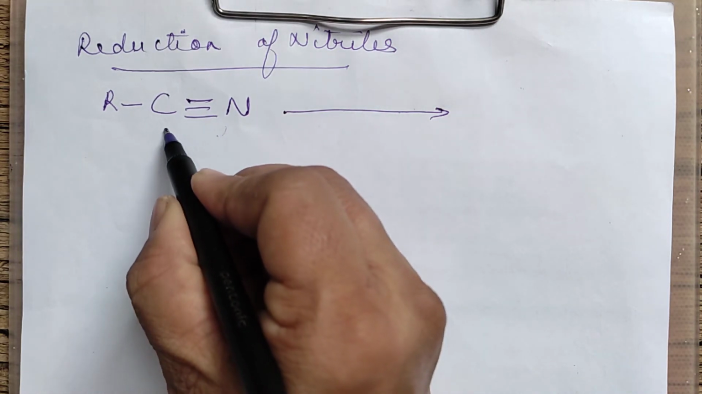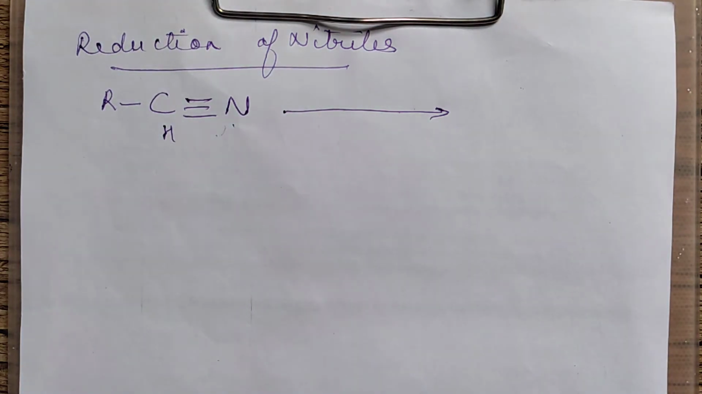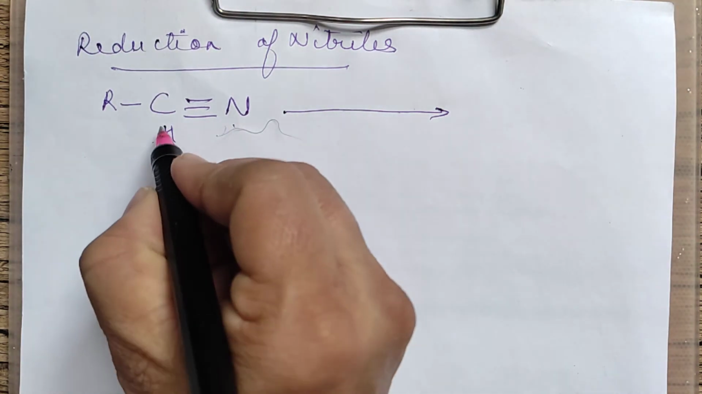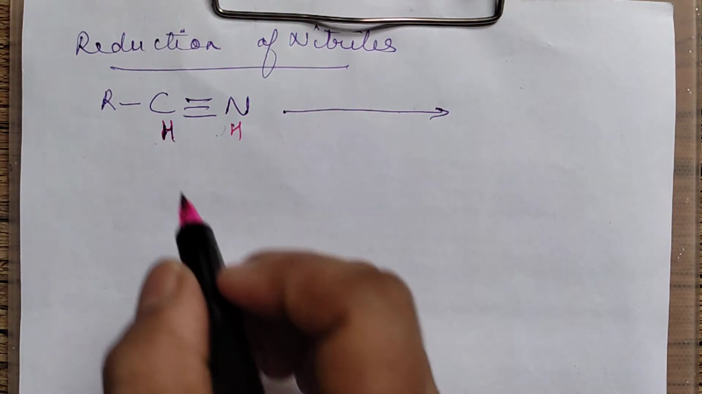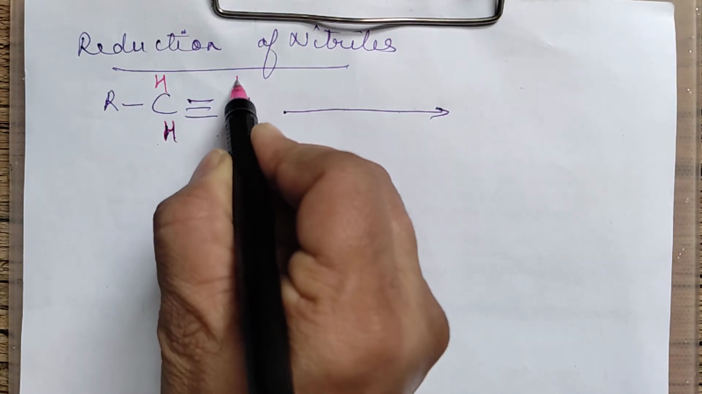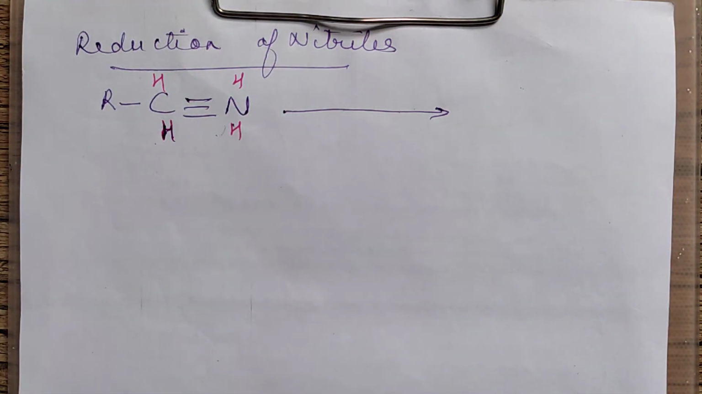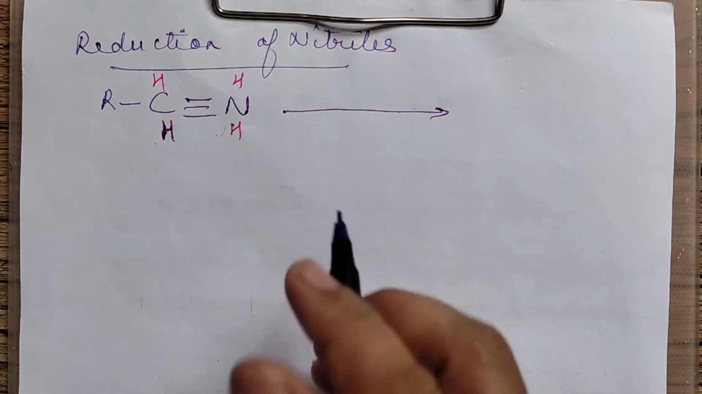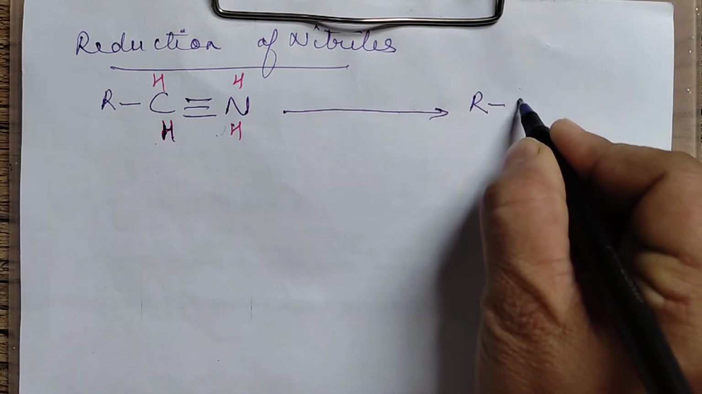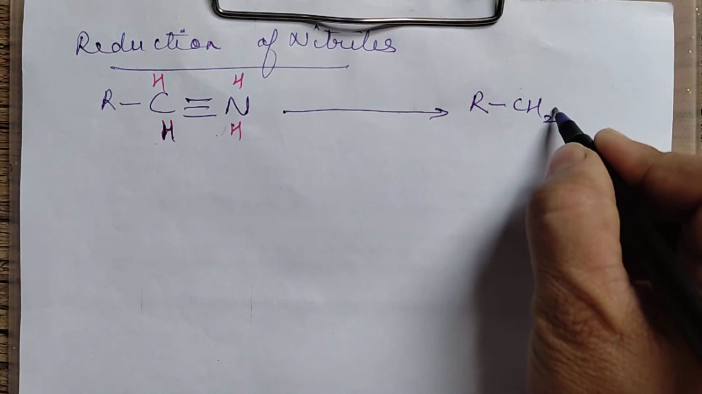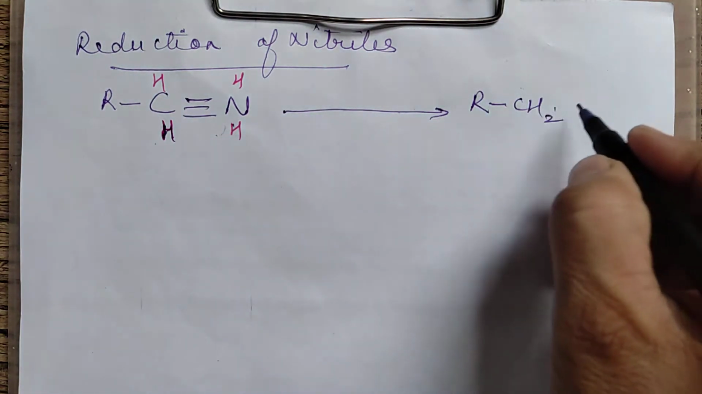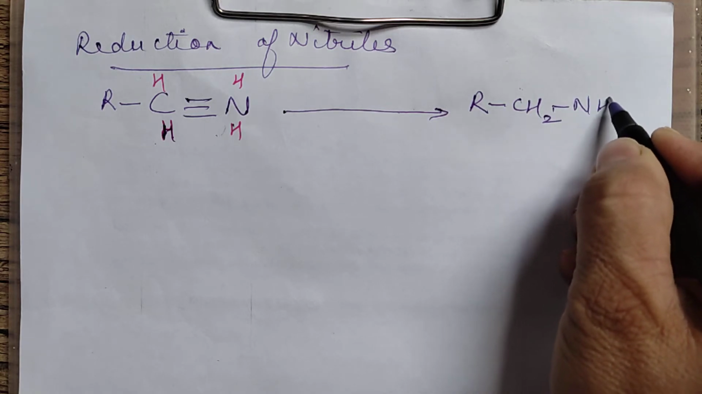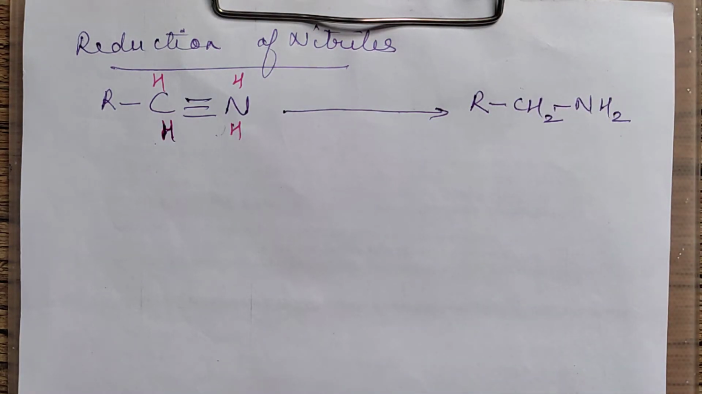So basically you are adding, let me write with the other color, one hydrogen here. Then apart from that you can add one more hydrogen this side. So what you will be getting here is R and CH2, and when two things have been added, the triple bond will break and it will form a single bond and you will have this H2. So in this we are using a reducing agent.